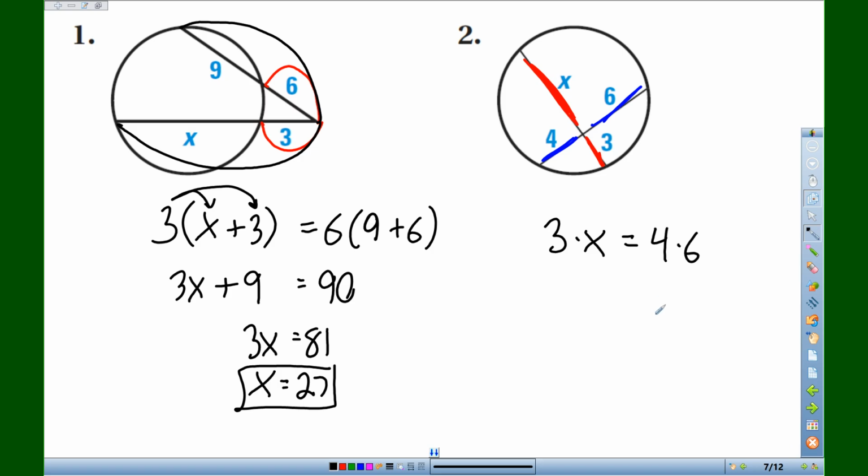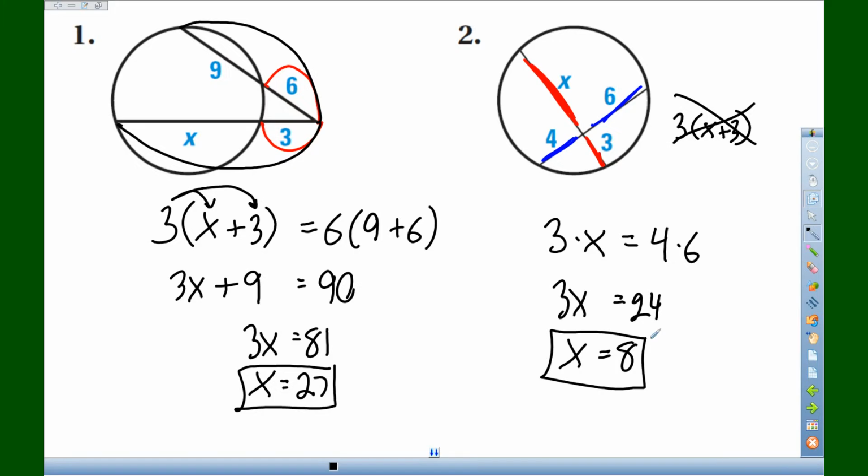Before we solve this, I just want to point out, sometimes I see people get this mixed up with the secant-secant, and they'll want to do something like this, 3 times x plus 3. You know what I mean? But that's not what's happening on this. Don't overcomplicate the chord ones. 3 times x is 3x. 4 times 6 is 24. Divide both sides by 3. Looks like x equals 8. Also, this one didn't need us to plug back in and find the entire line. If it wanted us to, we could add those together, but here we just wanted x.